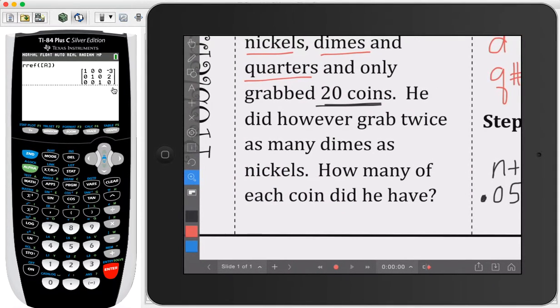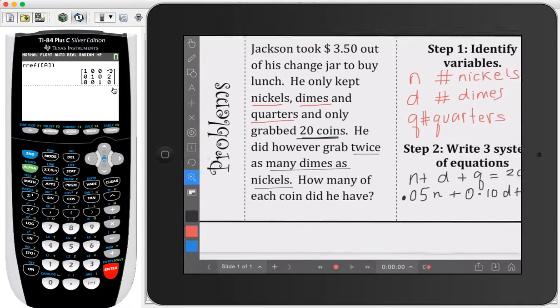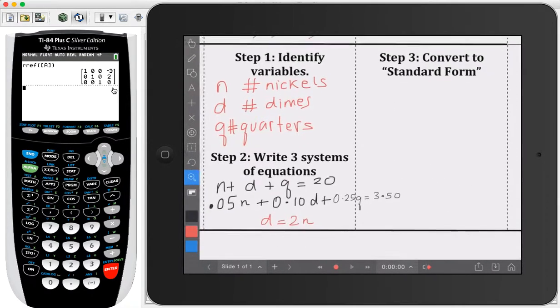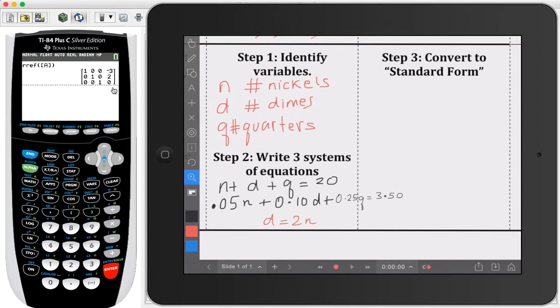Now let's keep reading to see if we have a third equation. He did, however, grab twice as many dimes as nickels. Twice as many dimes as nickels, okay? So there are more dimes than nickels, so D equals 2N. Now, these are my three equations. I have to make sure I have them written in standard form before I can use the calculator.